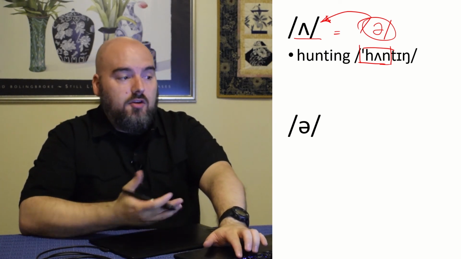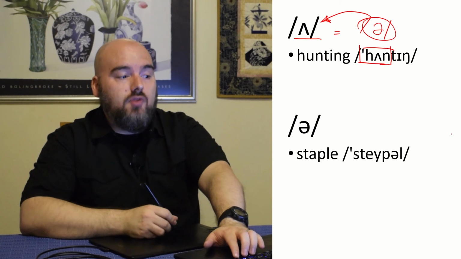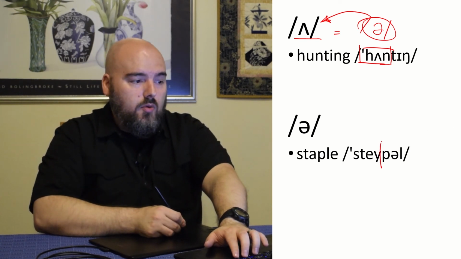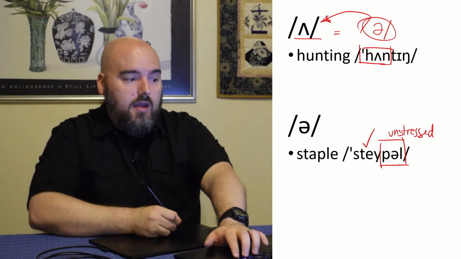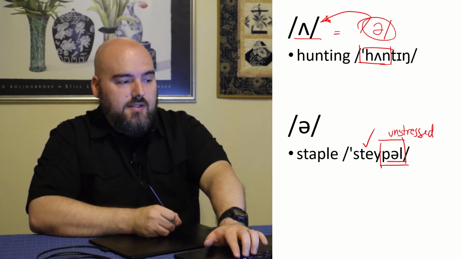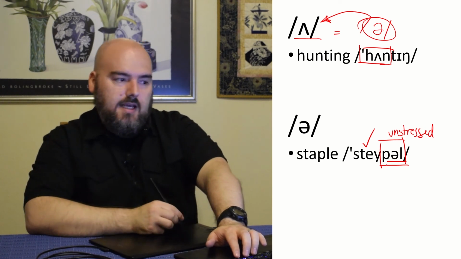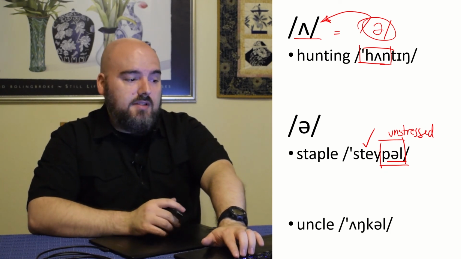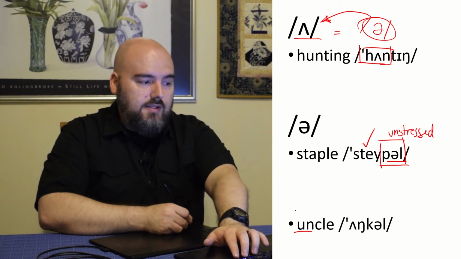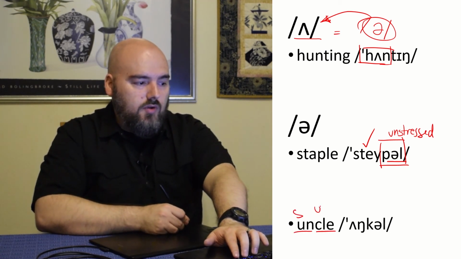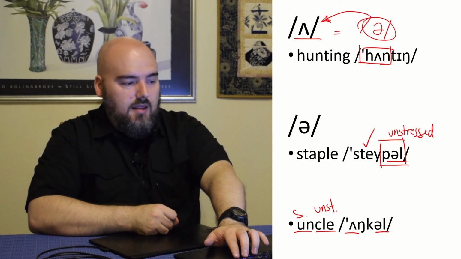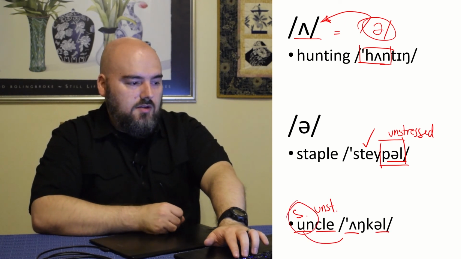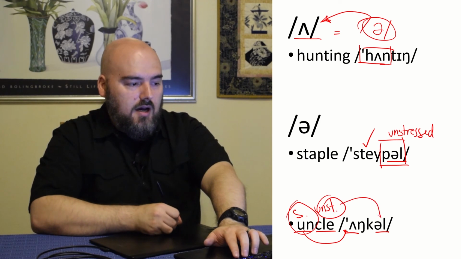So the schwa occurs in an unstressed syllable. For example, you have staple. This is the stressed syllable. This is the unstressed syllable. So when we look at the unstressed syllable, you would use a schwa instead of a tent, right? A perfect example of this is the word uncle. You have a stressed syllable, and then you have an unstressed syllable, and this is a tent, and this is a schwa, because this is the stressed syllable, and this is the unstressed syllable.